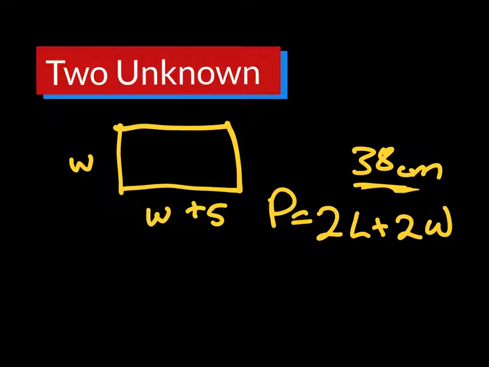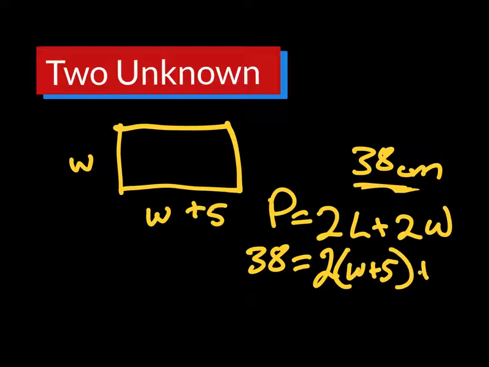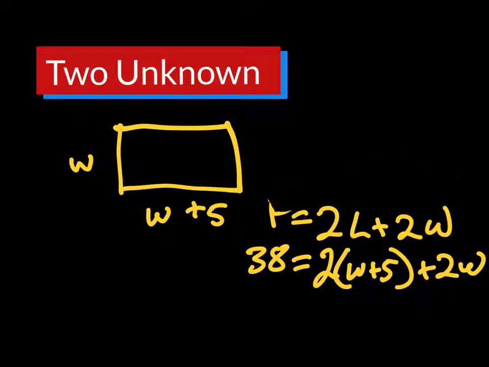So we know that the perimeter is 38. We don't know the width, but we do know that the length is equal to the width plus 5. So that means that the length is 2w plus 5 plus 2w. So the third step is to solve and then check our answers.